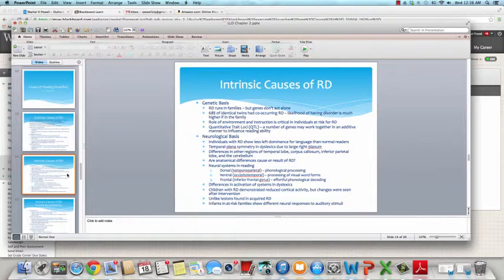So what are some neural systems involved in reading? There's the dorsal system or temporoparietal, and that involves phonological processing. There's the ventral system or occipitotemporal. That's the processing of visual words. And then there's the frontal, which is the inferior frontal gyrus, the effortful phonological decoding. So these are all systems that have been identified and are being used in reading.